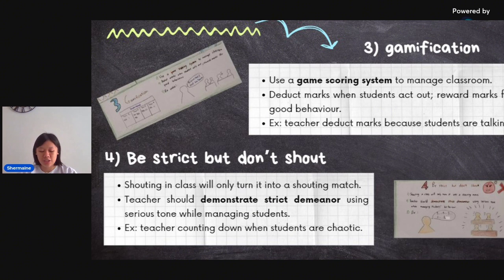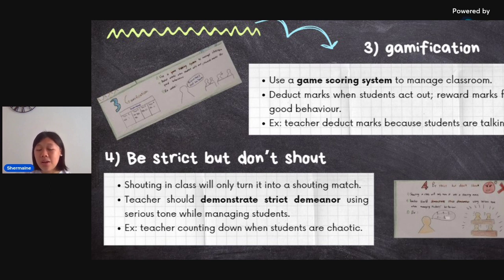So third, gamification. Sometimes just classroom rules may not be enough, so the teacher might also use a game scoring system to manage the classroom. If the students act as wanted or answer a question, the teacher will give marks. However, if the students act out or shout in class, creating chaos, marks will be deducted. So this actually plays on their psychology. Students want to win. As long as they want to play, they will act as you say to get the marks.